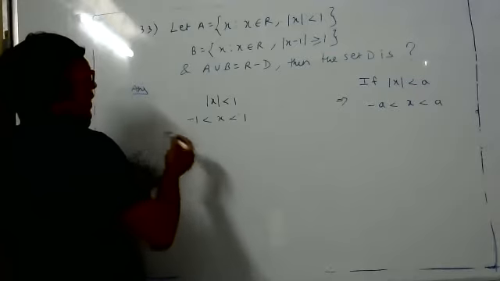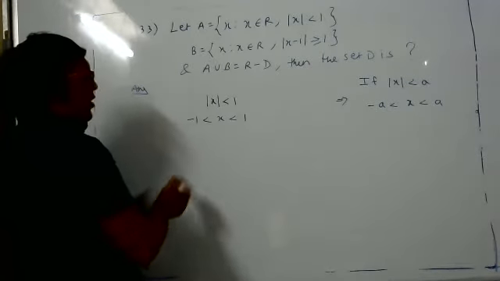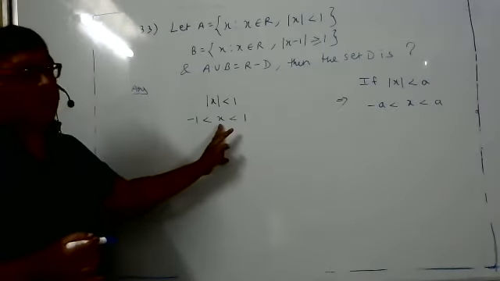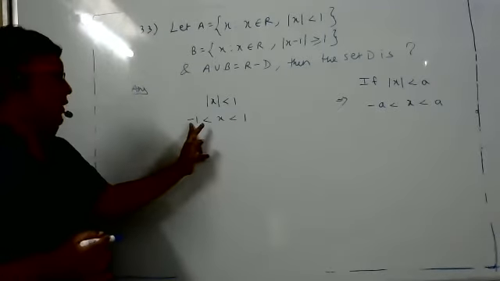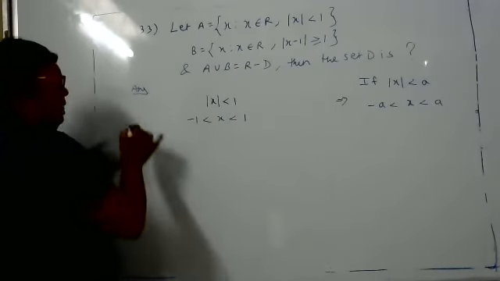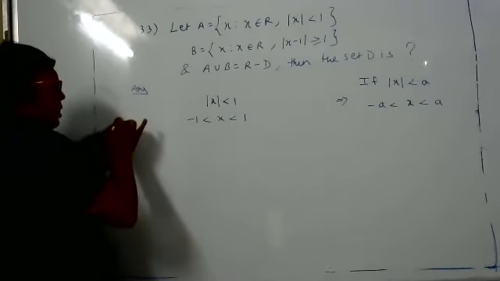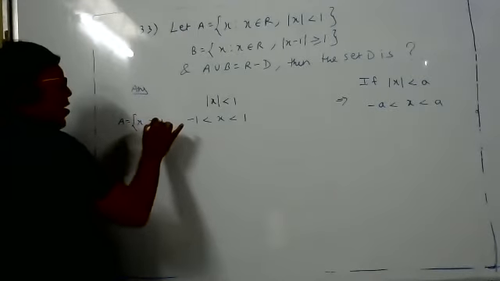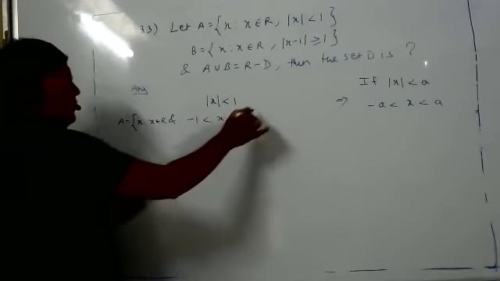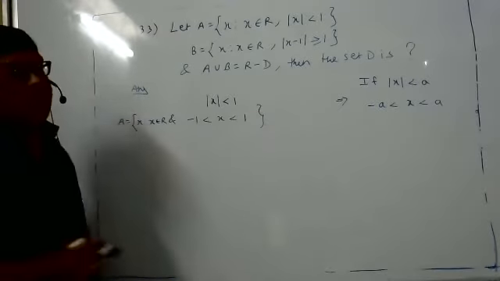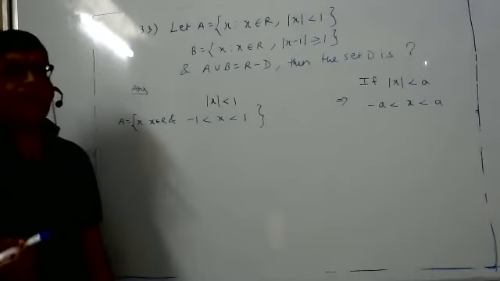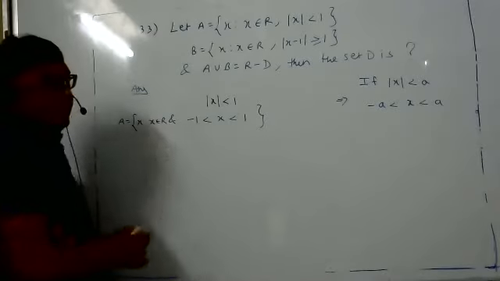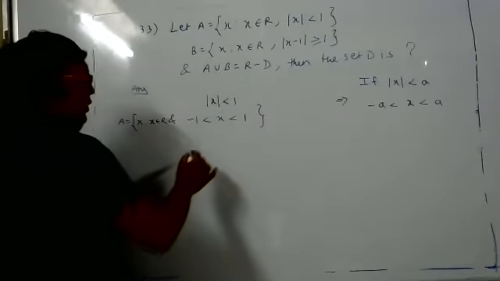So what is set A? This is only set A. Set A is all real numbers greater than minus 1 and less than 1. Set A is the collection of all X such that X belongs to R and X is greater than minus 1 and less than 1. How many real numbers are between minus 1 and 1? Infinite. So this is an infinite set. Nice. Set B, what is set B?